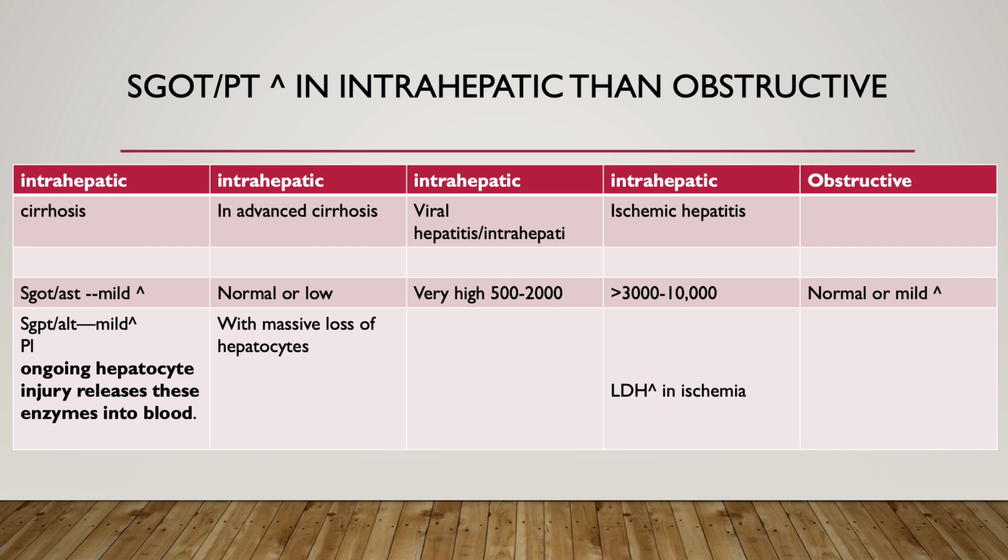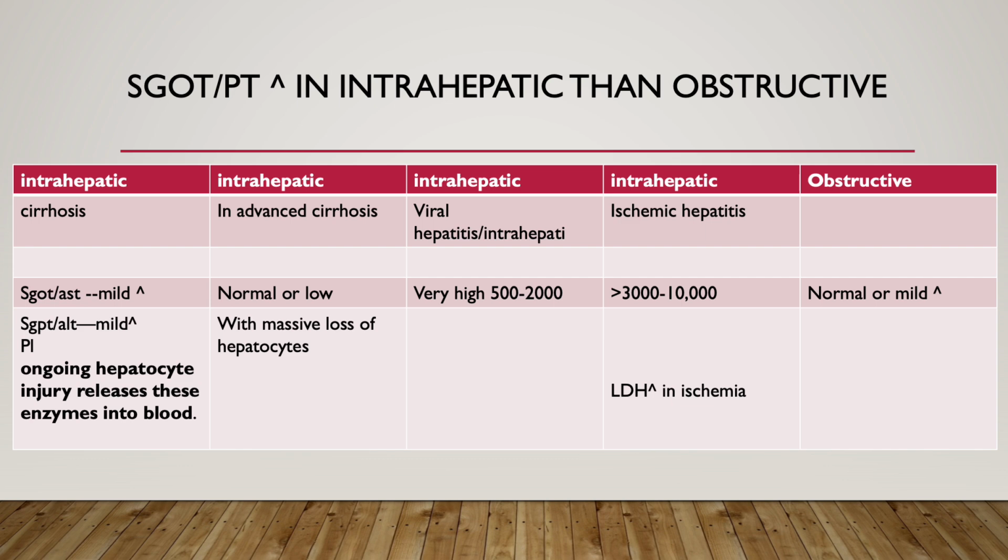Another kind of intrahepatic jaundice is viral hepatitis, where you will have SGOT/SGPT of around 500 to 2000. Whereas in ischemic hepatitis, which is also intrahepatic, the SGOT/SGPT will be more than 3000. And obstructive jaundice will have a normal or a mild increase in SGOT/SGPT.